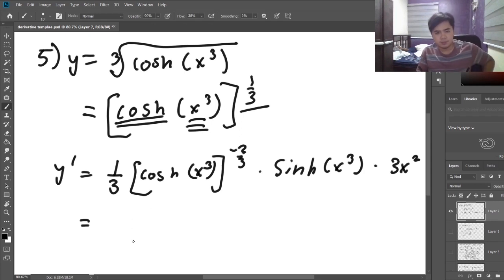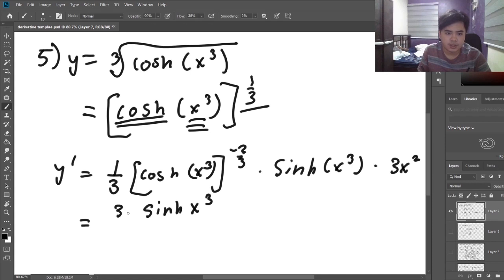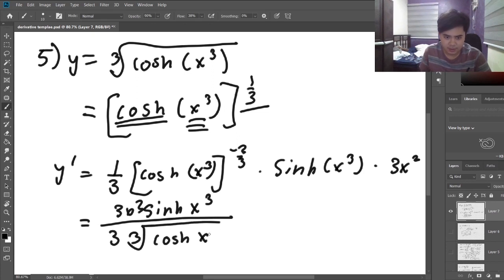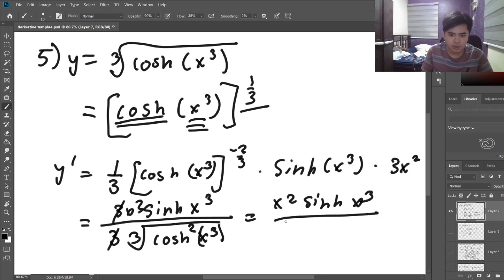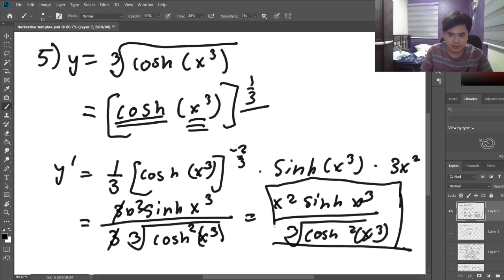So what we're getting here is sinh x cubed, then 3x squared here over 3 times the cube root of cosh of x cubed, and then squared, since there's a 2 in the top. So we can still cancel this out. We get x squared sinh of x cubed over the cube root of cosh squared x cubed. That is our answer.